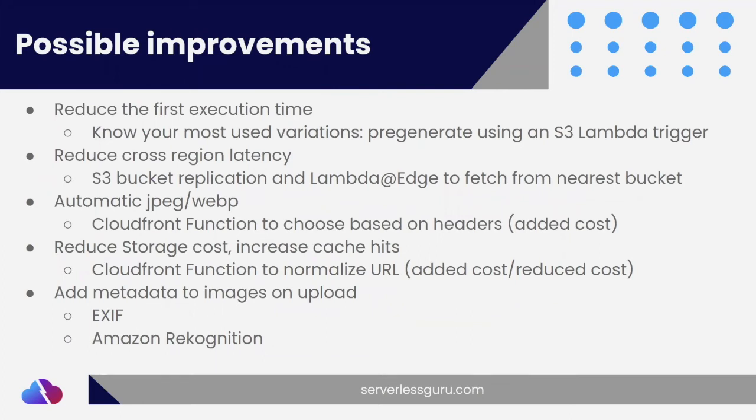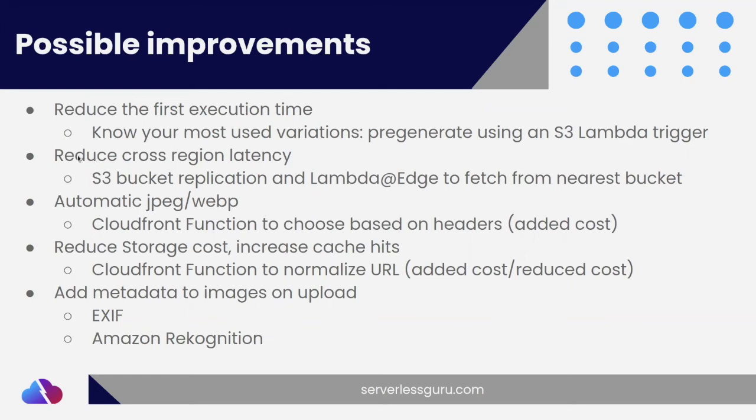So how could we improve on what we've done so far? Because it's really simple and there are probably a few areas we can improve on. How could we reduce the first execution time? That's the big bummer in the whole solution. If we know our used variations, we could pre-generate them. Every time you upload a new file to the S3 original bucket, you could trigger a Lambda function that will pre-generate all the most used variations for that particular image. You probably will end up with a bunch of five that will be the most used ones. And by parsing CloudFront logs or S3 inventory files, after a while you can see a pattern of which variations are used the most.